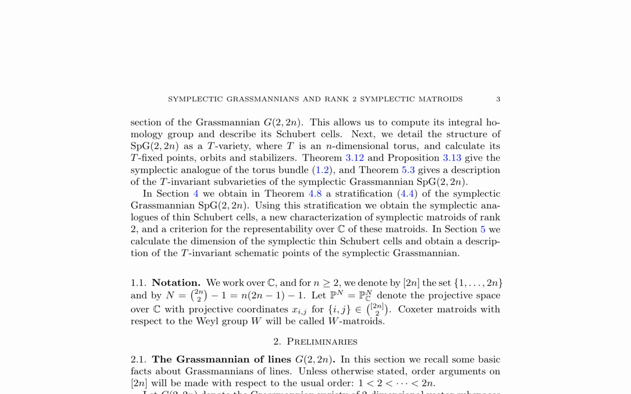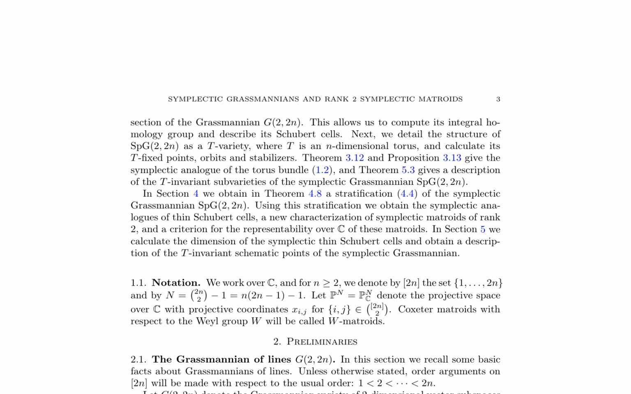The symplectic Grassmannian SPG 2n is a central object of study in this paper, which explores its connection to rank 2 symplectic matroids. The authors first detail the structure of SPG 2n as a T-variety, where T is an n-dimensional torus. They calculate the T-fixed points, orbits, and stabilizers, providing the symplectic analog of the torus bundle in Theorem 3.12 and Proposition 3.13. Furthermore, Theorem 5.3 describes the invariant subvarieties of SPG 2n.